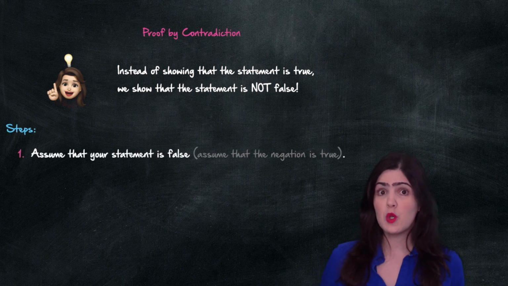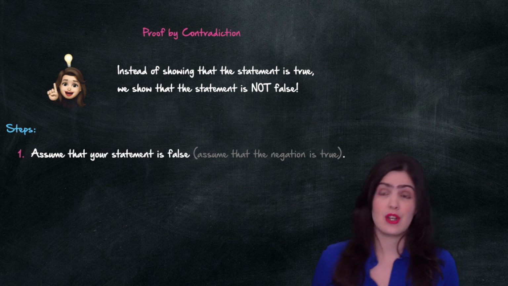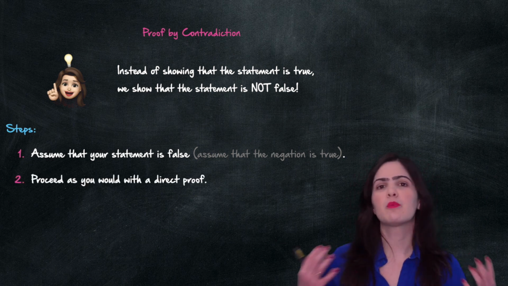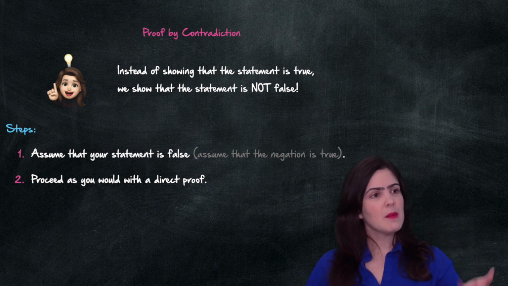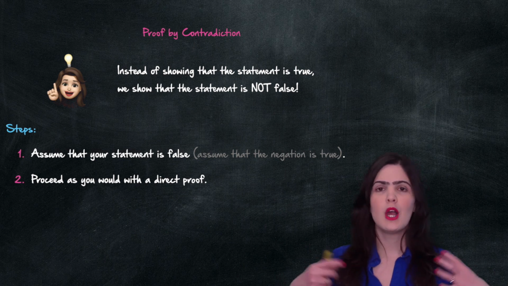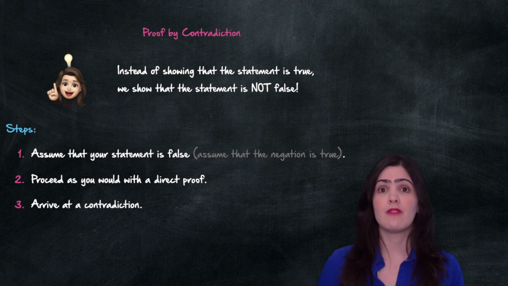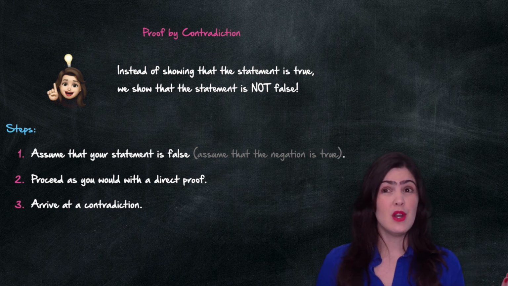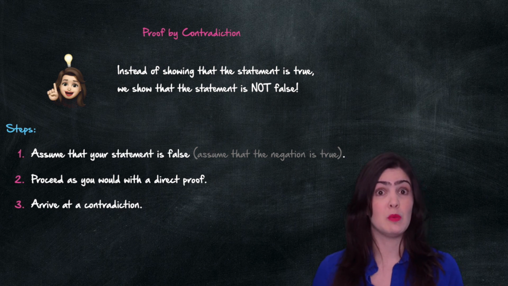Well, we're first going to assume that the statement is false, which is the same thing as assuming that the negation of the statement is true. Then we're going to proceed as we would with a direct proof. We're going to get that one statement follows logically from the next, maybe with some algebraic manipulations. You do what you need to do until eventually you arrive at a contradiction. And if you know that you did all the steps correctly, that you didn't make any mistakes in your proof, then you know that the reason why you arrived at a contradiction is because your assumption was wrong, meaning that it is impossible for your statement to be false.